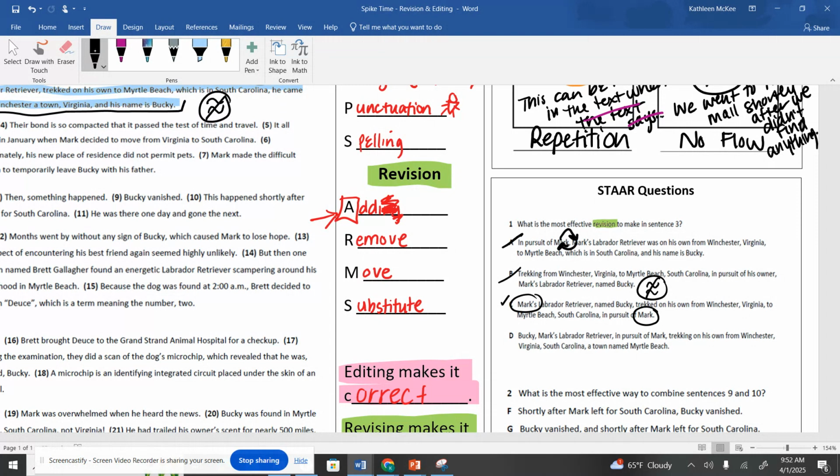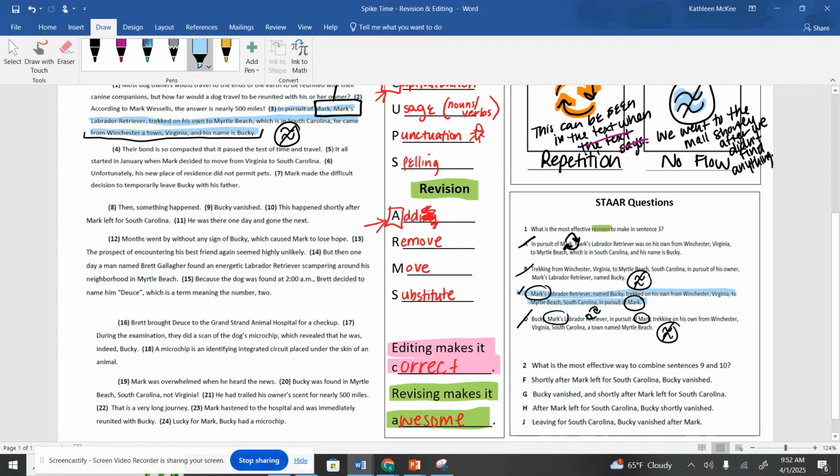Let's check D. Bucky, Mark's Labrador Retriever, in pursuit of Mark, there's that repetition, trekking on his own from Winchester, Virginia, South Carolina, a town named Myrtle Beach. Again, that just sounds very strange. So that would be no flow. So just by narrowing those answers down, you would know that C is the correct answer from using dead giveaways.